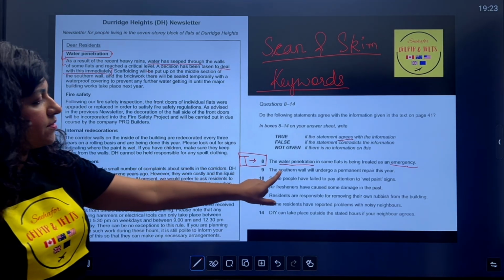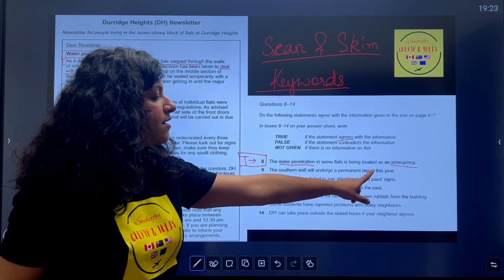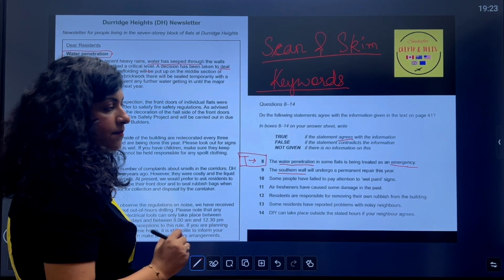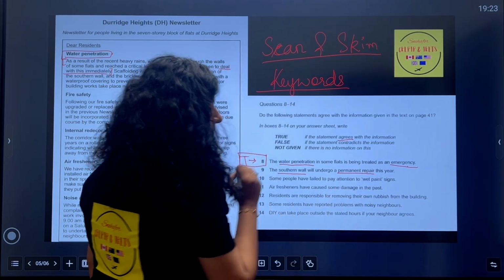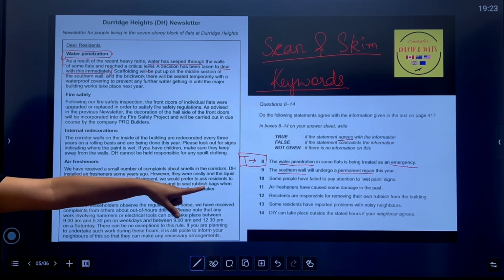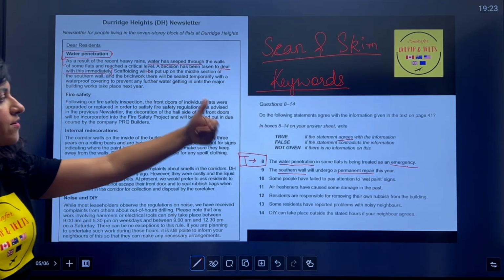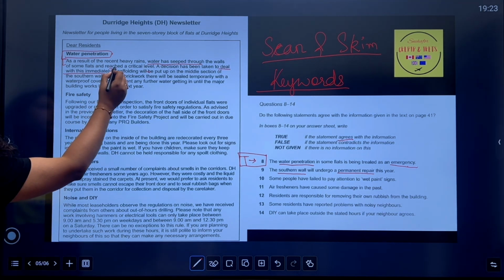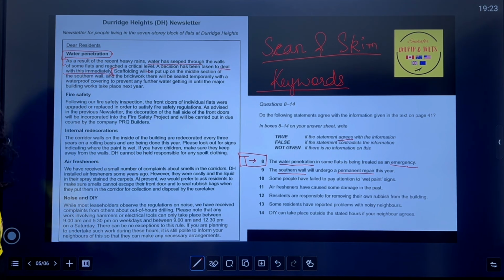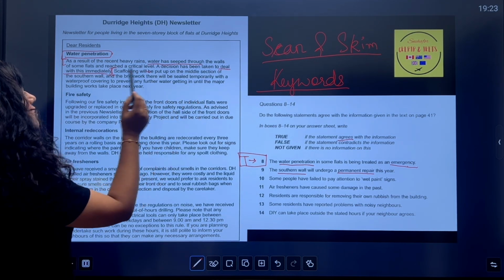So for question number 9, when I read this, the southern wall will undergo a permanent repair this year. So my keywords are southern wall, permanent repair. Now I scan the text for these keywords, and I know that because these questions follow the same order as the text, I have to read from here. I will not be wasting my seconds going back to the very first word. So scaffolding will be put up on the middle section of the southern wall.